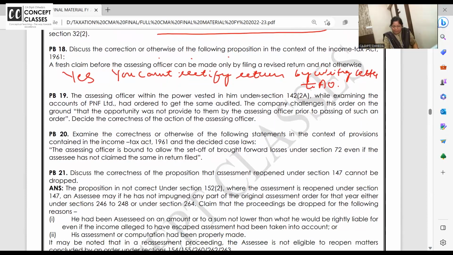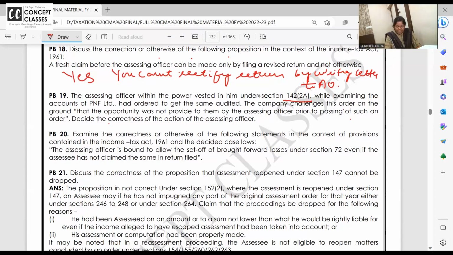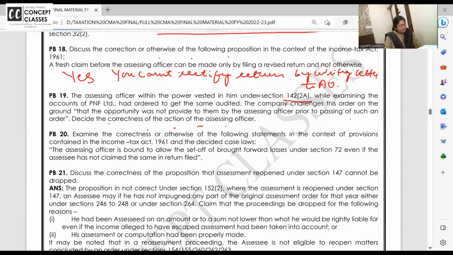The Assessing Officer, with the power vested in section 142(2A), that is a tax audit, has ordered to get the books audited. Another CA will be appointed by the government, and fees will be paid by the government. Within 180 days, he will submit the report to the client. SSA and SSC will give it to the AO. The company challenges this order on the ground that an opportunity was not provided to them by the AO prior to passing such an order. Is the action of the AO correct?